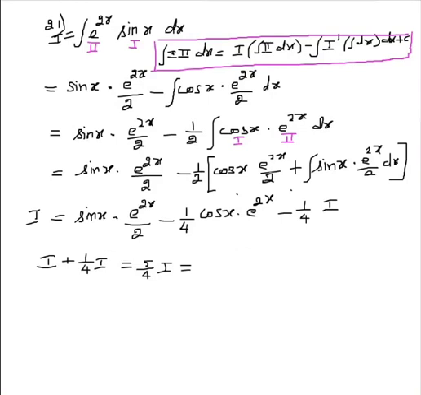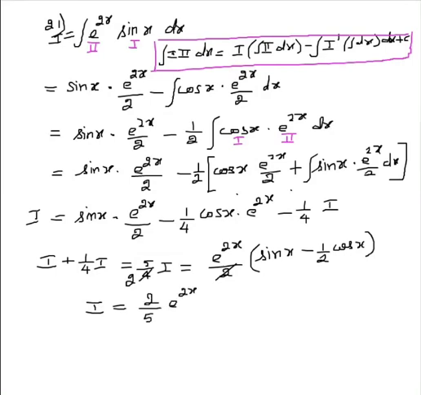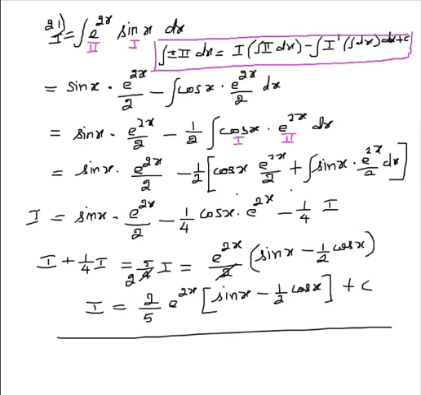which is equal to e power 2x divided by 2 is common. We get sin x minus half cos x. Now we have to find I. Take 4 by 5 to the other side, or we may cancel 2 here. So it becomes 2 by 5 times e power 2x into sin x minus half cos x and plus c. Write plus c at the end.